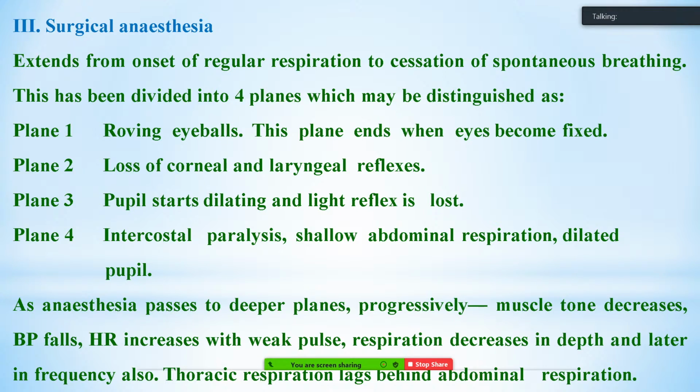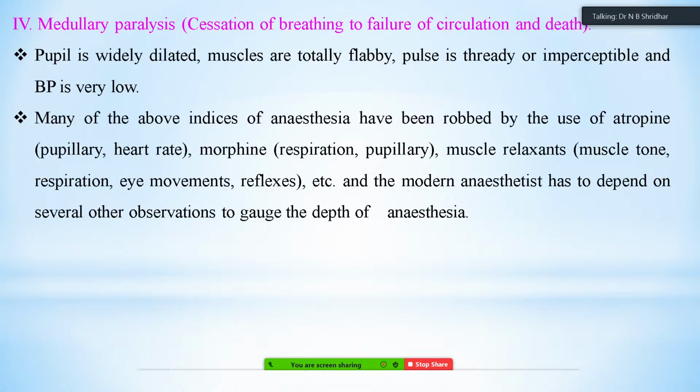So anesthesia passes to deeper planes progressively: muscular tone decreases, blood pressure falls, and heart rate increases with a weak pulse, and respiration decreases in depth and later becomes frequent, and thoracic respiration lags behind the abdominal respiration. Usually the thoracic respiration lags, and the abdominal respiration takes the upper hand.